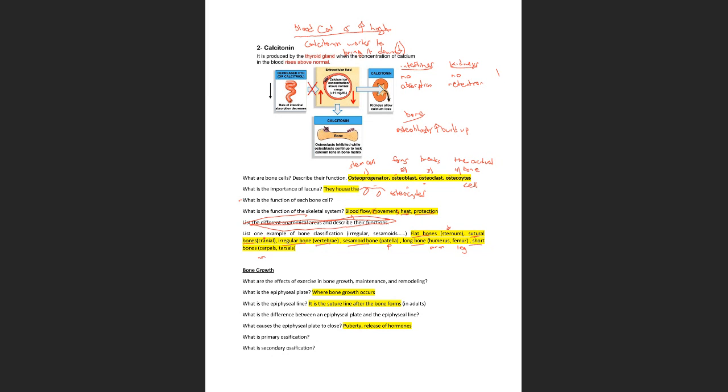Carpals are the wrist bones. Tarsals are the ankle bones.